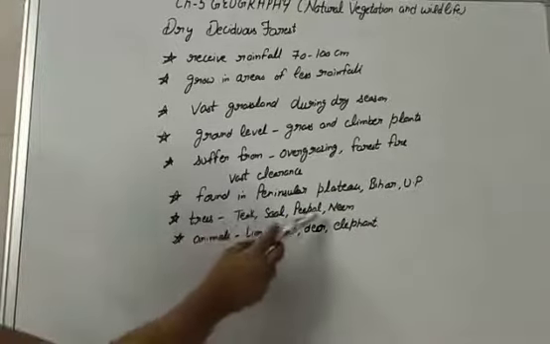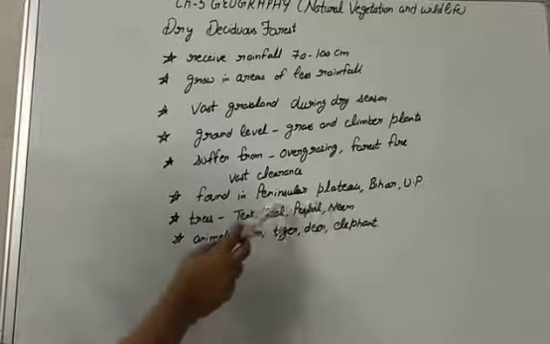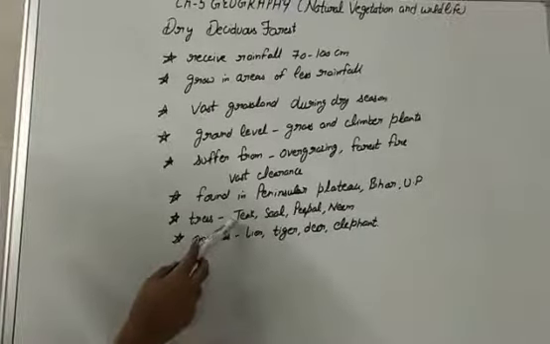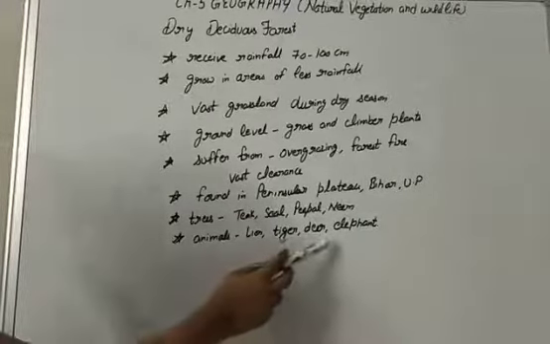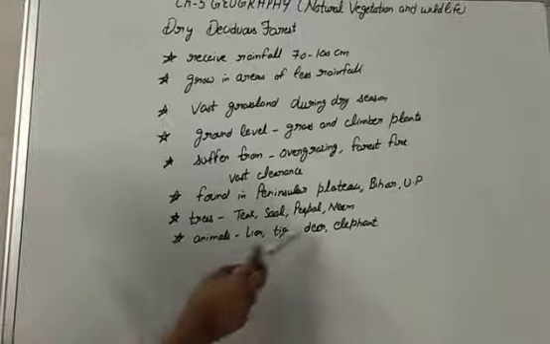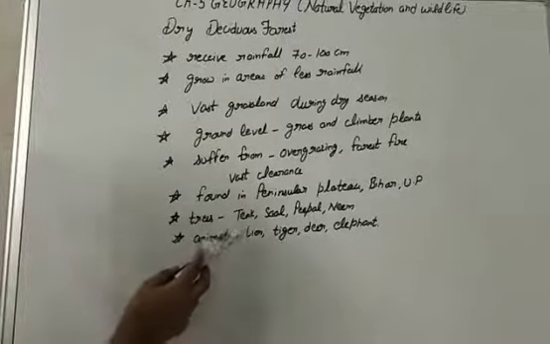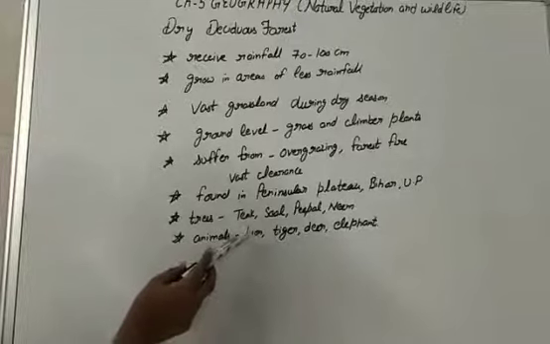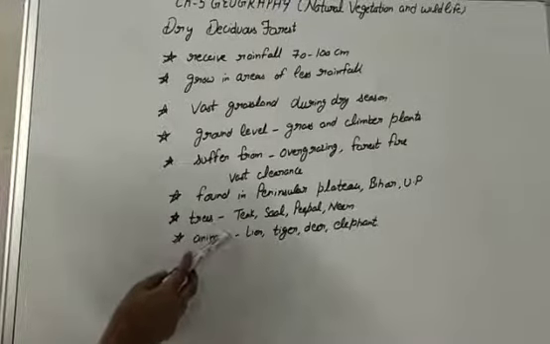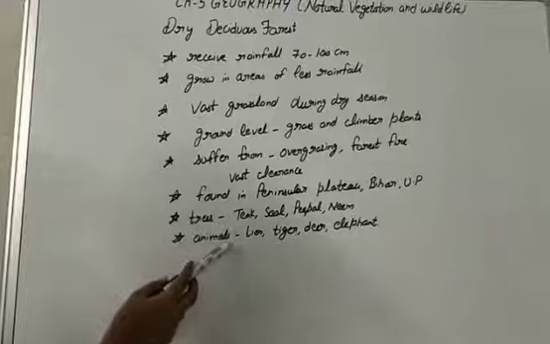Teak, sal, peepal and neem are the important trees of these forests. Lion, tiger, deer, elephant and pig are found in this forest, and a huge variety of birds, lizards, snakes and tortoises are also found here. In the next video, we will discuss the thorn forest and the scrubs.